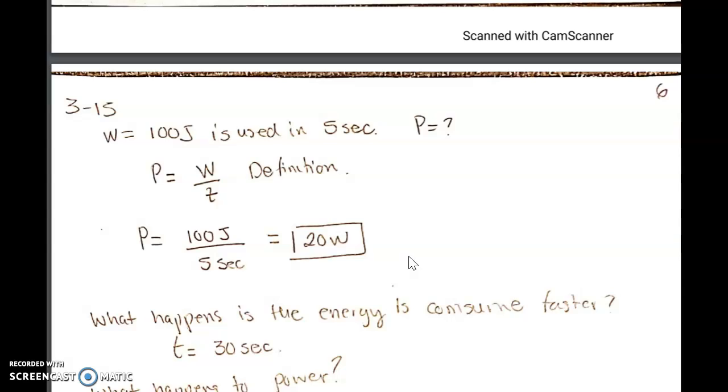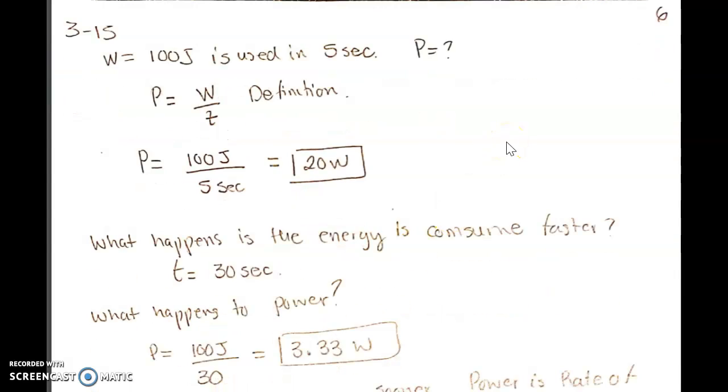Let's move on to example 3.15. Let me read that. It says, an amount of energy equal to 100 joules is used in 5 seconds. What is the power in watts? So here by definition, we know that power is the rate at which energy is consumed. So energy or work divided by time. They're telling us the energy is 100 joules, and the time is 5 seconds. So our power is 20 watts.